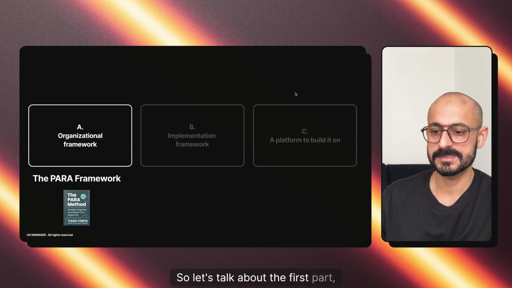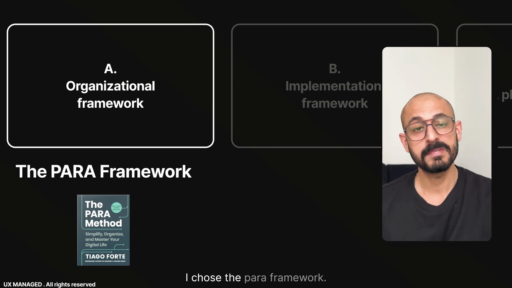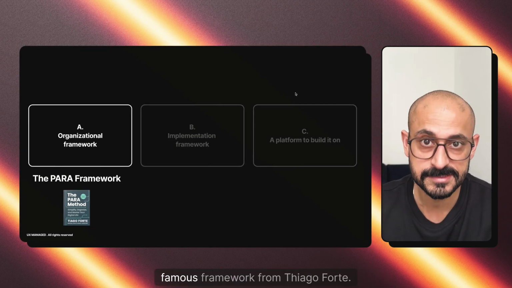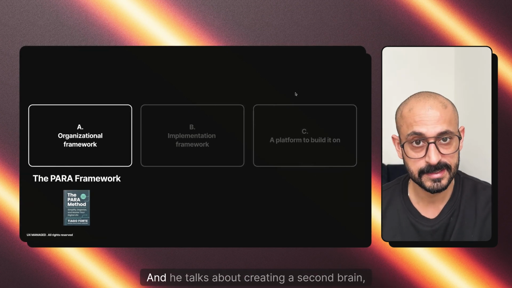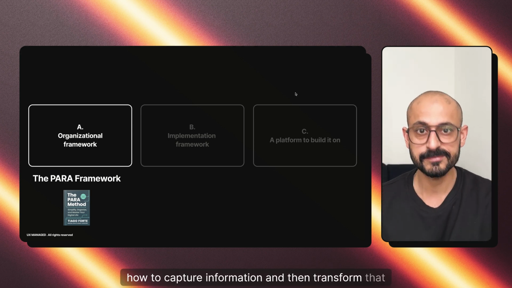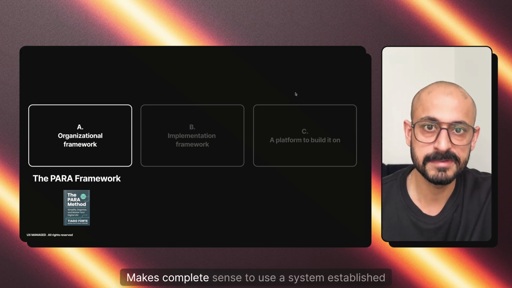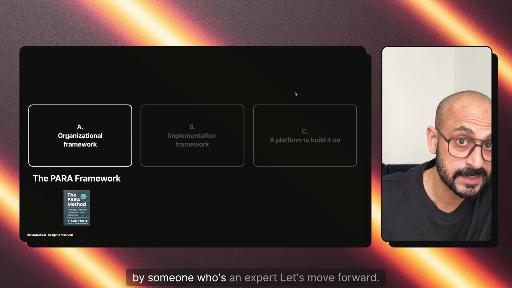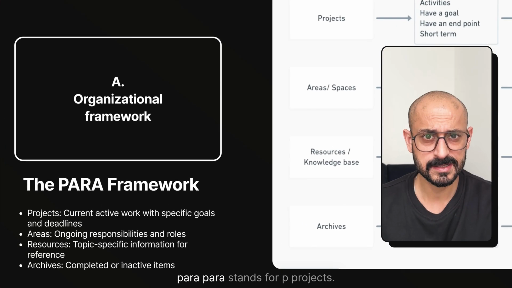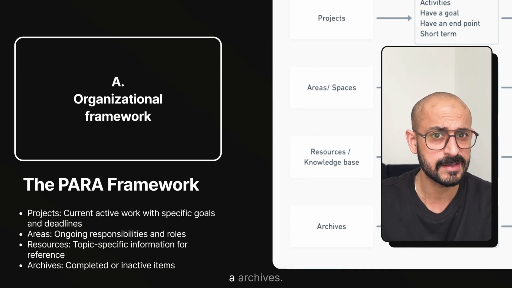So let's talk about the first part, which is the organizational framework. For this, I chose the PARA framework, and PARA framework is this very common and very famous framework from Tiago Forte, and he talks about creating a second brain, how to capture information and then transform that information into a system like a second brain, right? Makes complete sense to use a system established by someone who's an expert. Let's move forward. So in our case, PARA stands for P, projects, A, areas, R, resources, A, archives.